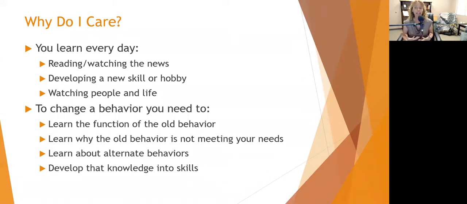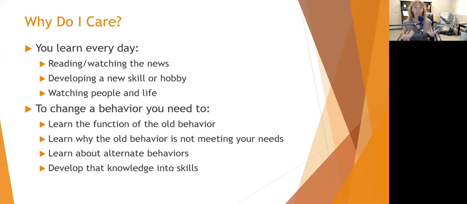In order to change behavior, people need to learn the function of the old behavior. So there's the learning. Why were they doing it? Why was that behavior more poignant to them and more rewarding to them than other things? We want to learn why the old behavior is not meeting their needs now.